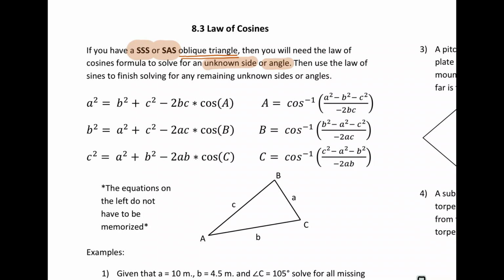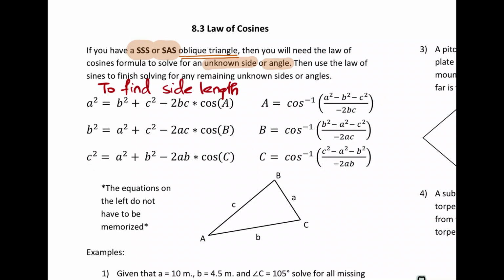Now the ones on the left hand side, we use them to find a side length. So for example, if you're trying to find the length of the side A, the lowercase letters are all side lengths, remember, and the uppercase letters are all angles. So if you're trying to find side length A, you would use this formula. Side length B, you would use this equation, and then side length C, you would use this last one.